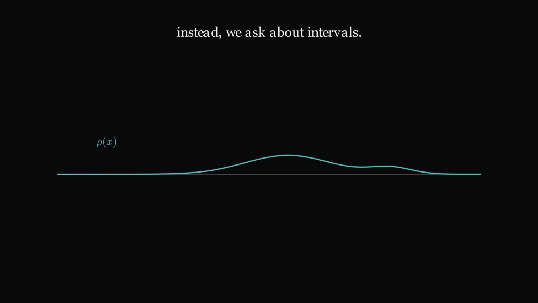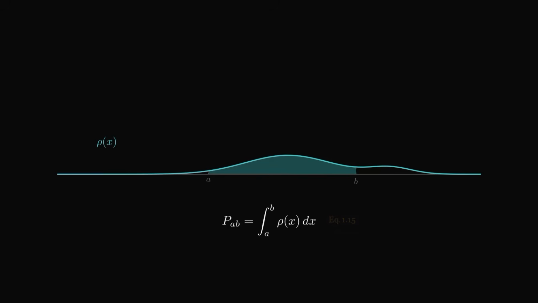So we stop asking about exact points and ask about intervals instead, defining a probability density, rho of x. The probability of landing somewhere between x and x plus dx is rho of x times dx. To find the probability of landing in a finite range from a to b, you integrate: P sub ab equals the integral from a to b of rho of x dx, the area under the curve between those two points.